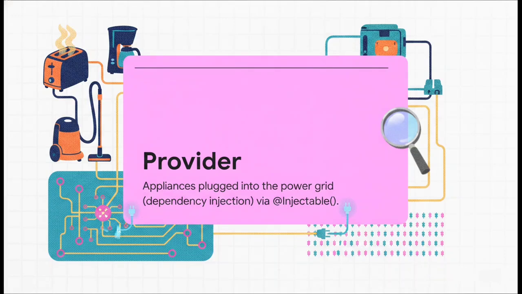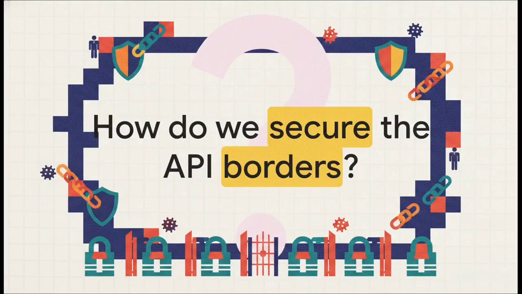But just having a plug isn't enough, right? You don't wire these appliances into the wall manually. You register them in your module's providers array, which essentially tells the power grid, hey, this appliance exists and it needs power to run. So our basic clinic is completely set up.